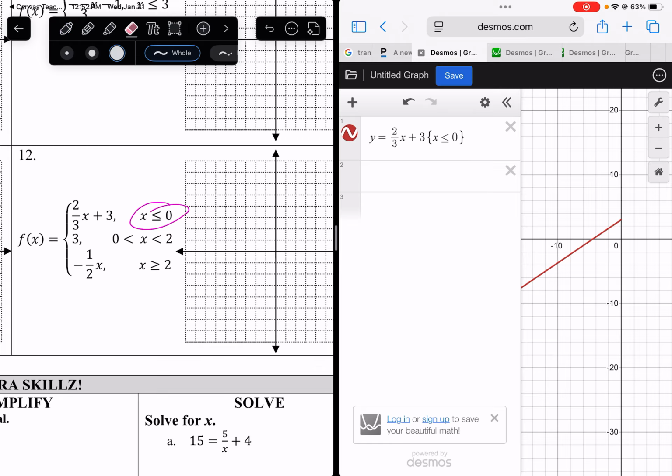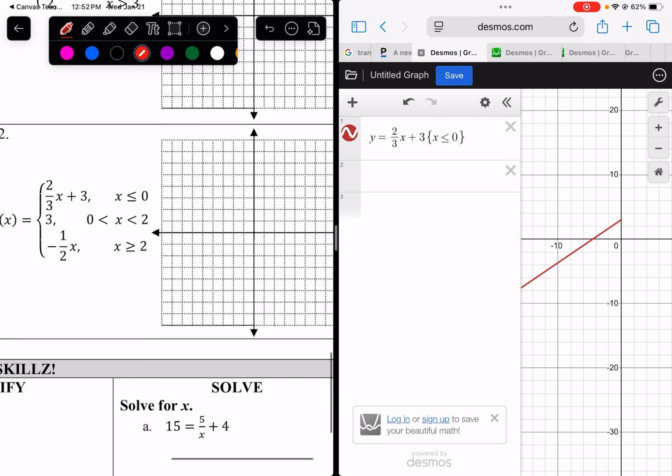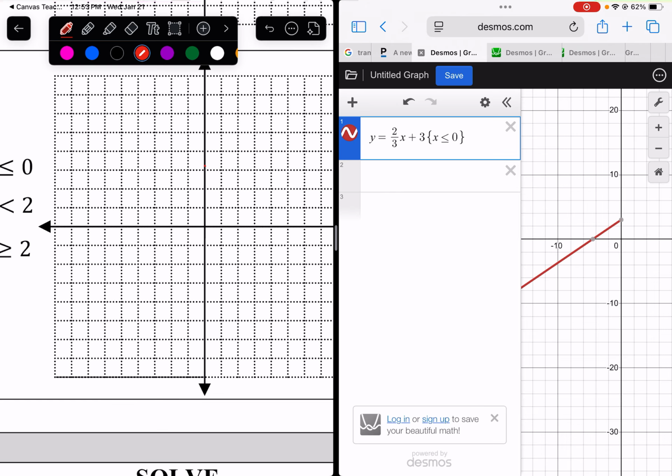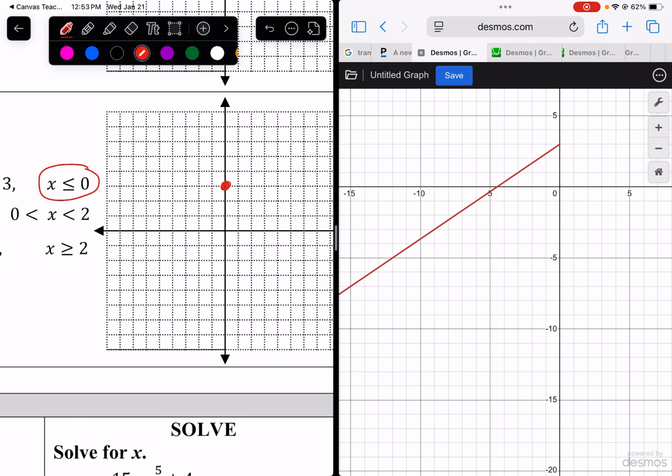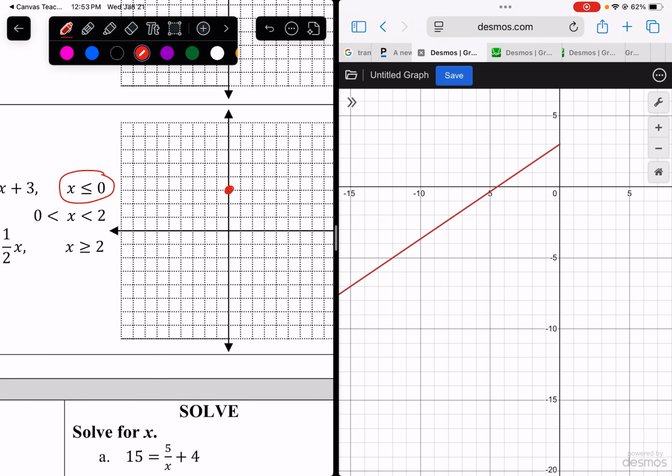I'll go ahead and graph that portion now. You can use your cursor and slide it across here. You can see that its starting point is (0, 3), okay? And at 0, this first function is filled in, so you have to make sure you fill that in. Then you have to find at least one other nice point. You can slide around.